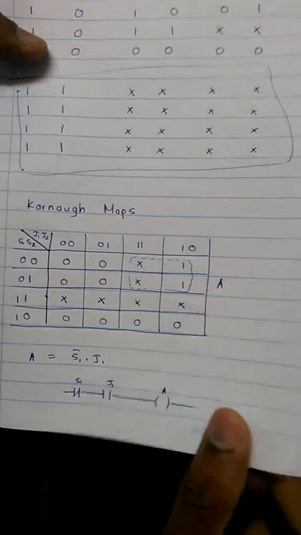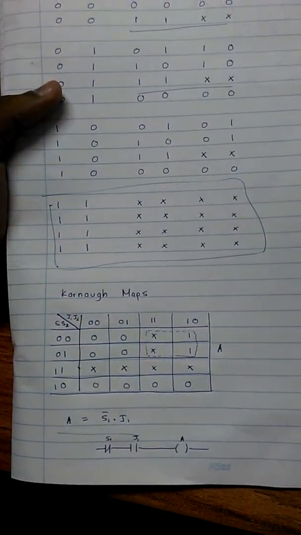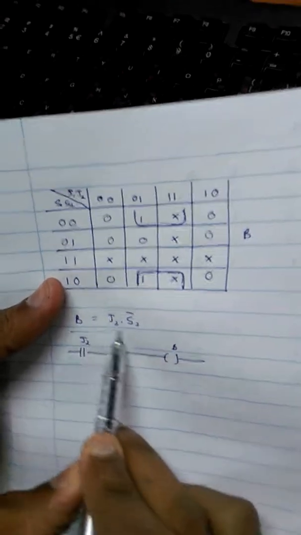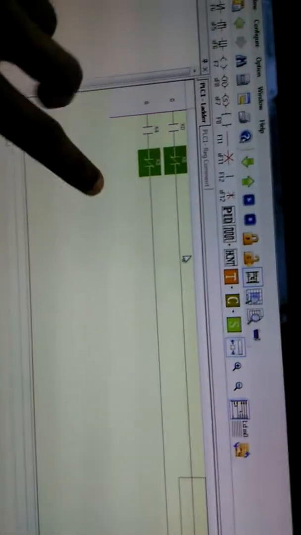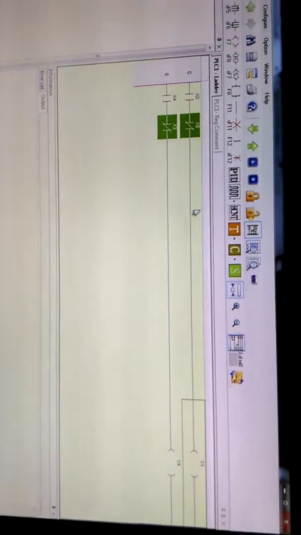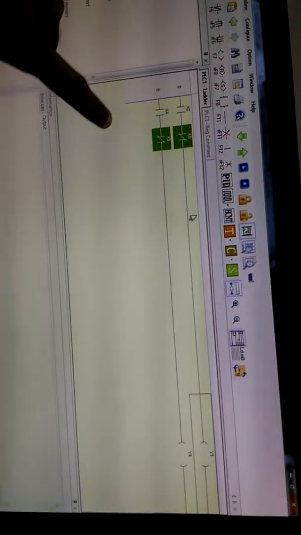Likewise, we developed the truth table, and from the terms of the truth table, we made the Karnaugh maps for A and B, and these are the expressions that we obtained for the outputs. According to those expressions, we built this ladder circuit.